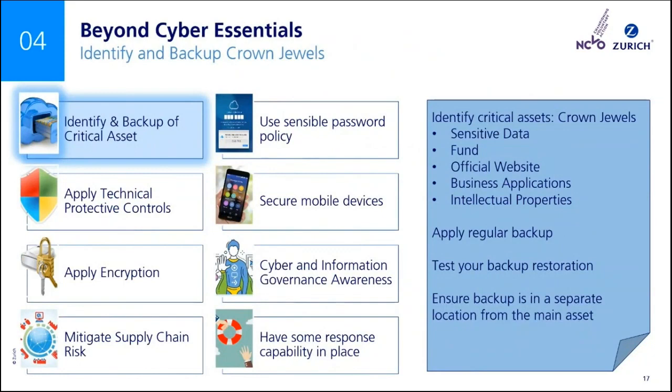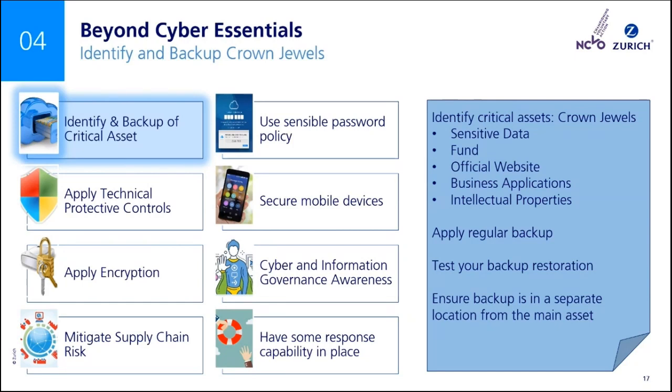The first control is identify and back up your critical assets. This is one control which doesn't get checked in the Cyber Essential certification, but it is a very important control for every charity to implement. First thing is identify your crown jewels, your sensitive data. Where is your funding coming from? The application which is managing your funds, your official website, your business applications, your intellectual property. These are the crown jewels for your charity. So identify them. Take a spreadsheet and make a note of all of them. And then ensure all of them are regularly backed up.